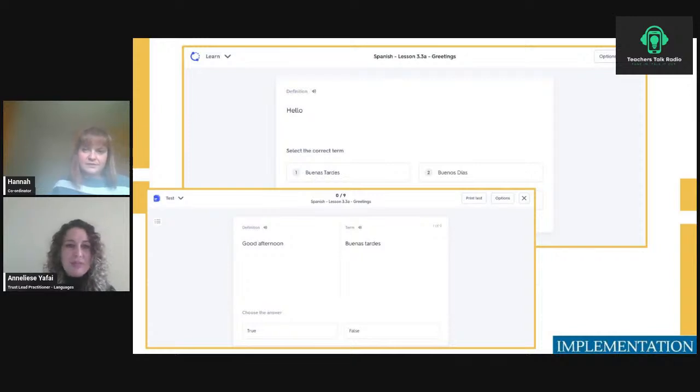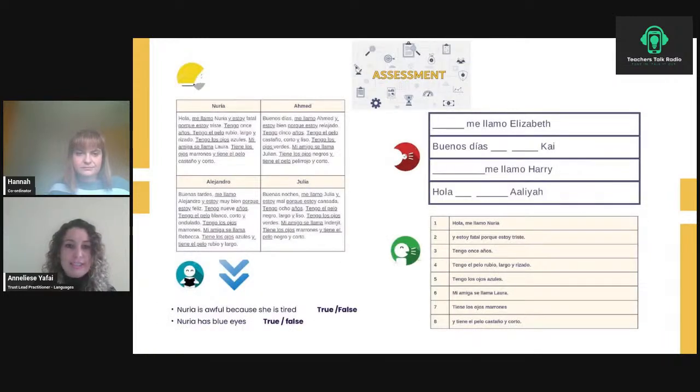And the flip learning that I spoke about, we do it through Quizlet. So they will learn the vocabulary prior to a lesson. So again, that teacher doesn't feel like they're having to impart that information. And then in terms of assessment, this is how it would look.